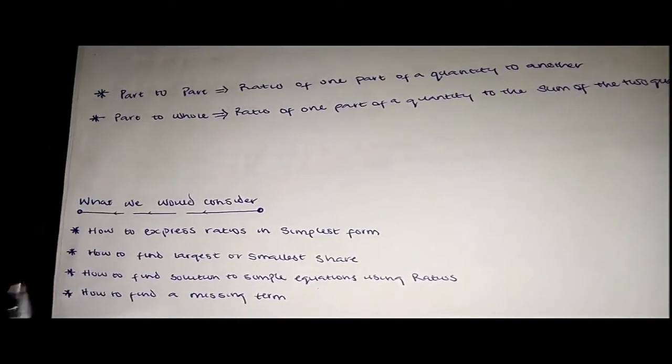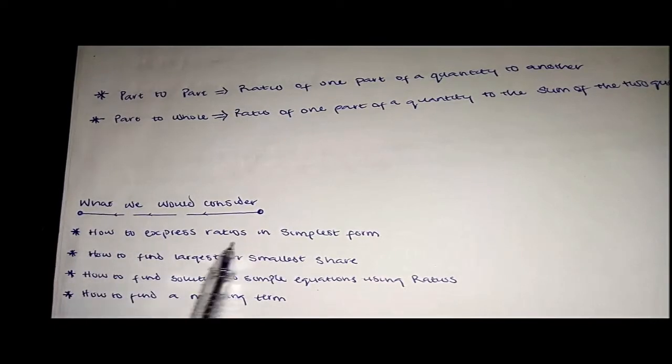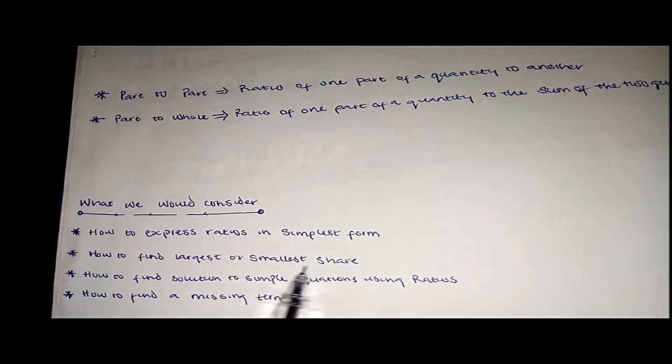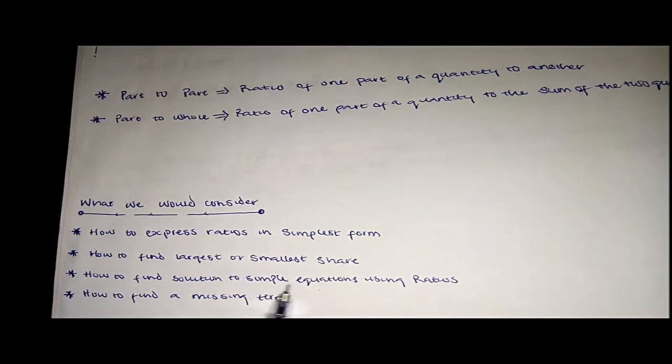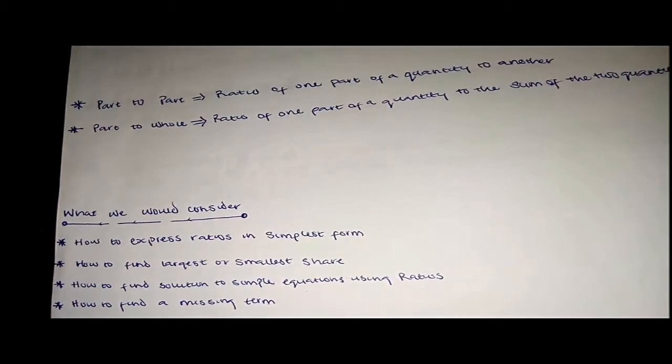Now, for us to deal with examples, we'll be considering these 4 things: how to express ratios in simplest form, how to find the largest or smallest share, how to find solutions to simple equations using ratios, and how to find a missing term.